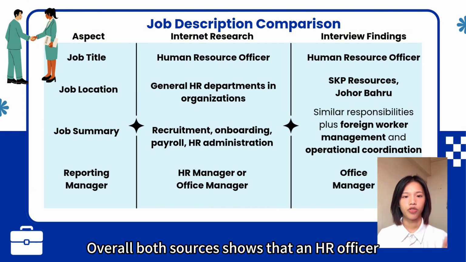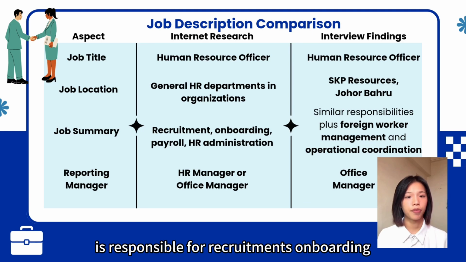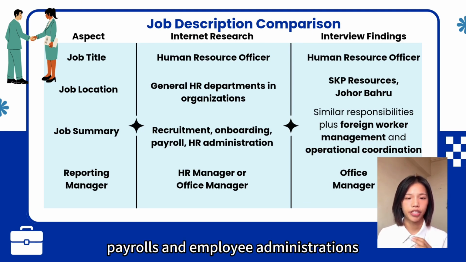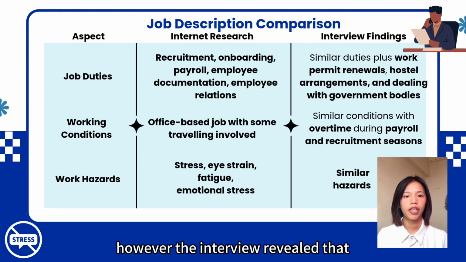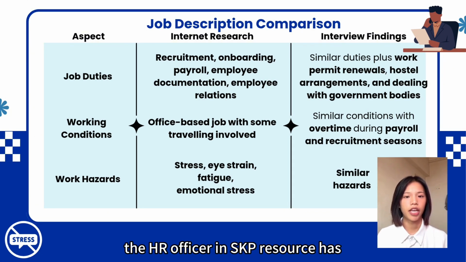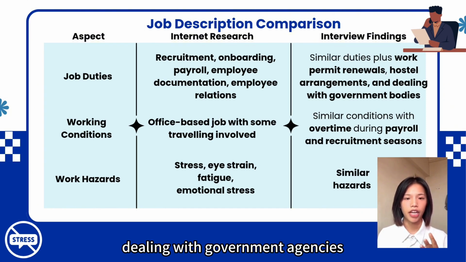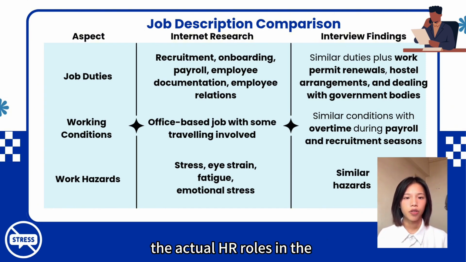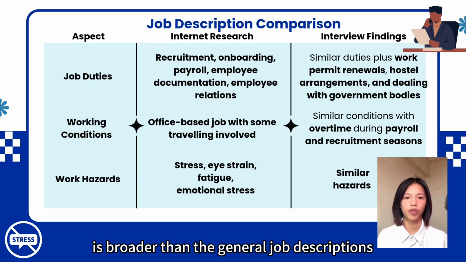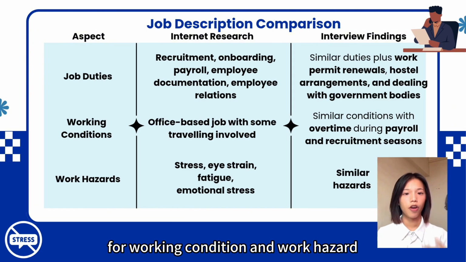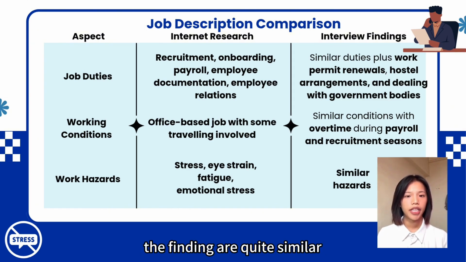Overall, both sources show that an HR officer is responsible for recruitment, onboarding, payroll, and employee administration. However, the interview revealed that the HR officer in SKP Resource has additional responsibilities, such as managing foreign worker documents, renewing work permits, arranging hostels, and dealing with government agencies. This shows that the actual HR role in the manufacturing company is broader than the general job descriptions found on the internet.